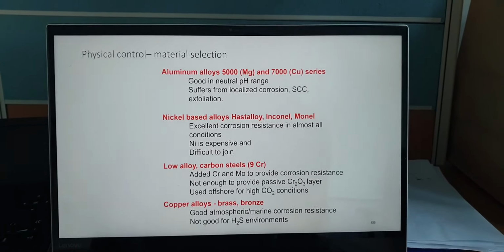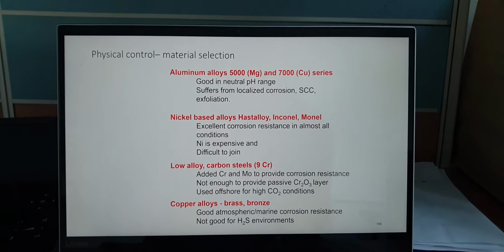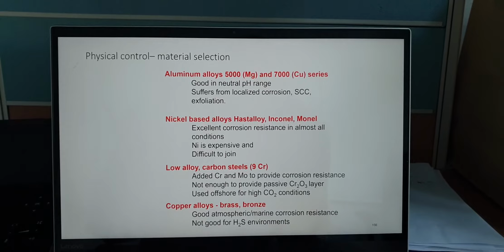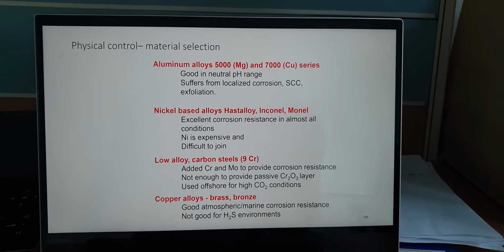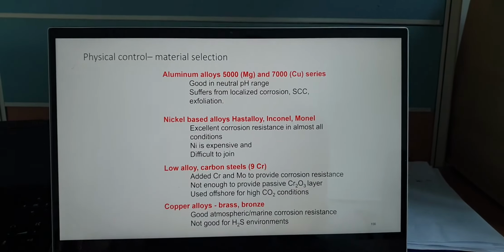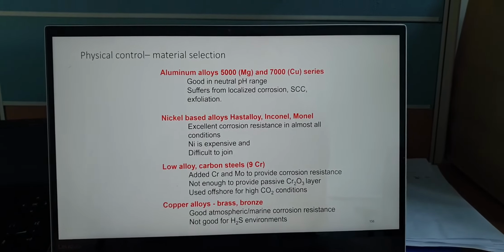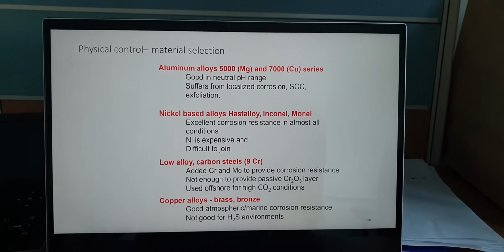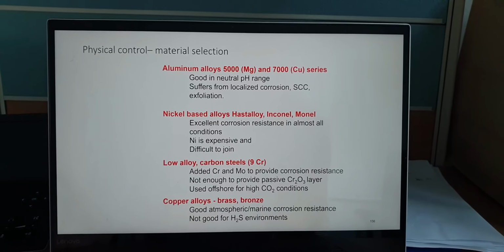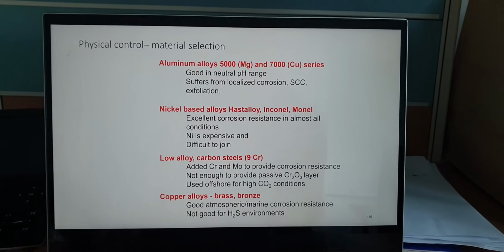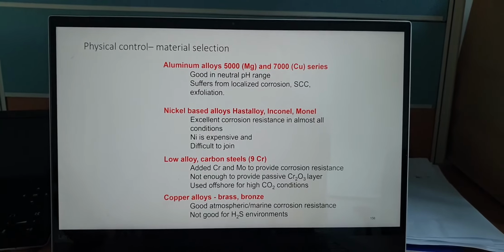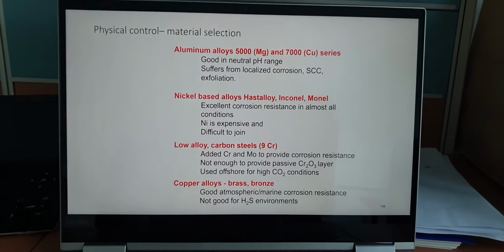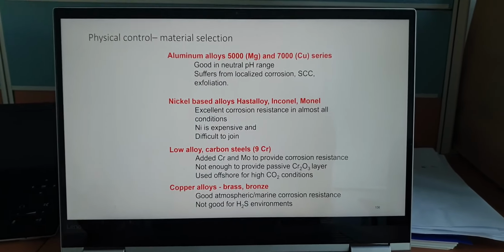Nickel alloys are among the most expensive, and Hastelloy is very well known in research, where basically everything is done with Hastelloy or duplex stainless steel. Hastelloy is one type, Inconel is another, Monel is another, and those are very good for corrosion resistance in almost all conditions. They are very expensive, and joining by welding is very difficult.